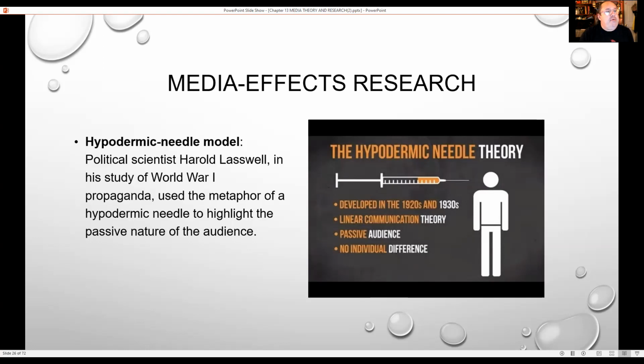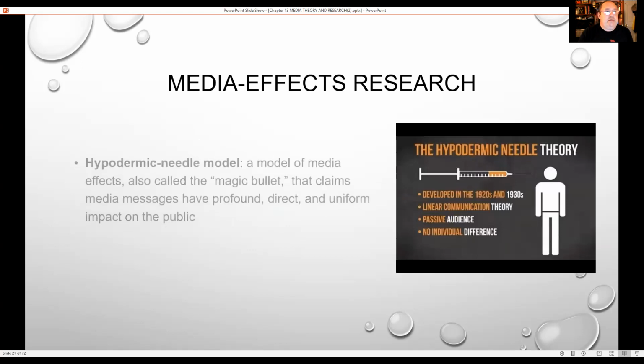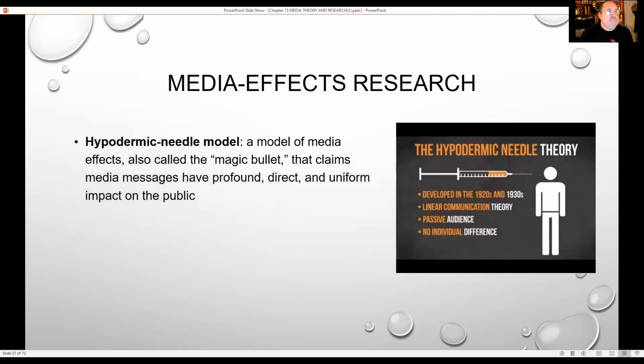You've got the hypodermic needle model, which was studied in World War I propaganda. It used the metaphor of the hypodermic needle, and that passive audience in linear communication theory, where there's no feedback. It just comes from one source, and you just fill the masses up with your information. It's also called the magic bullet theory. It claims media messages have profound, direct, and uniform impact on the public.